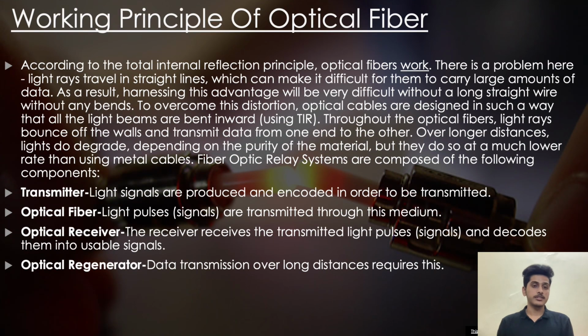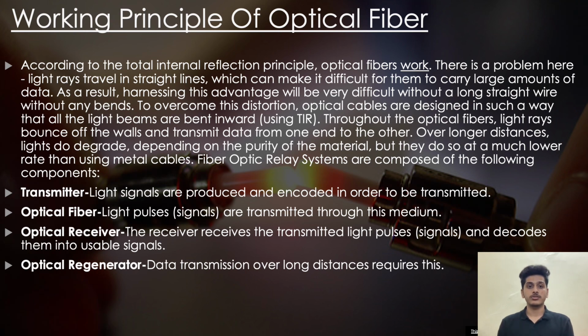This is the working principle of optical fiber. According to the total internal reflection principle, optical fiber works. There is a problem here. Light rays travel in straight lines, which can make it difficult for them to carry large amounts of data. As a result, harnessing this advantage will be very difficult without a long straight wire, without any bends.